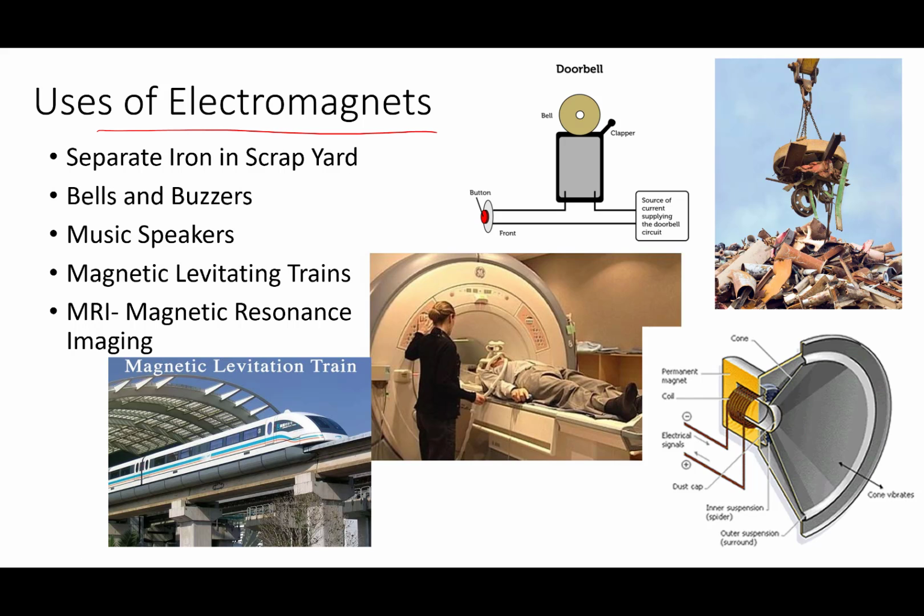Uses of electromagnets. I'm going to give you a few examples, but there are, like I mentioned, gazillions of them. One of the most visual and extreme is separating iron from other things in a scrapyard.